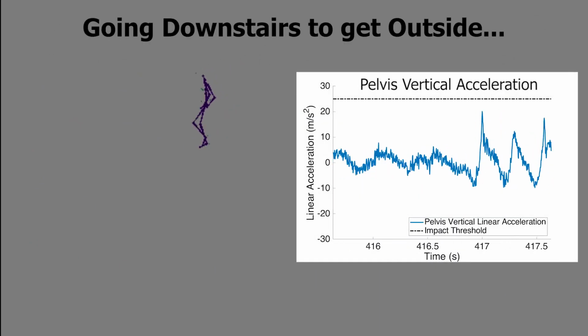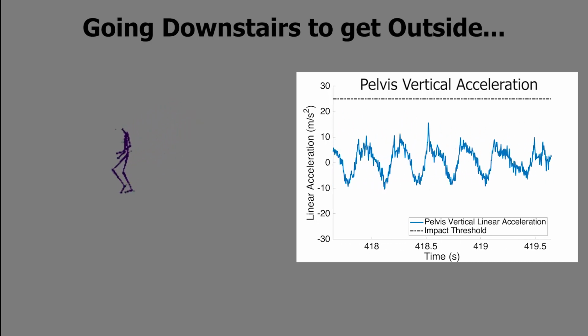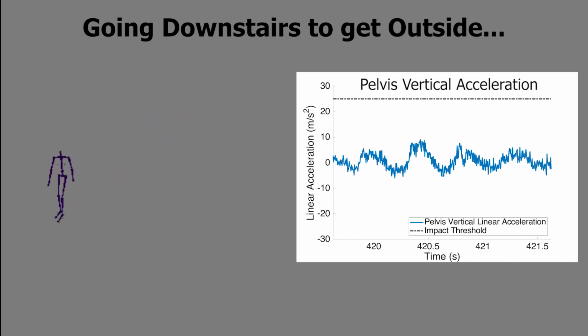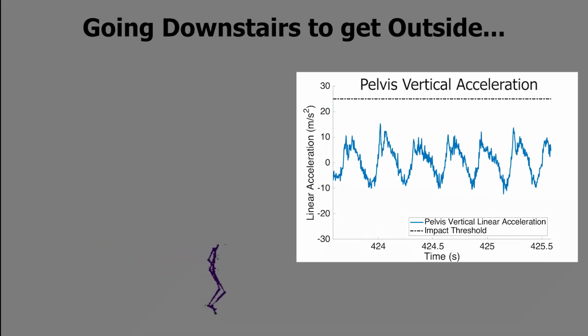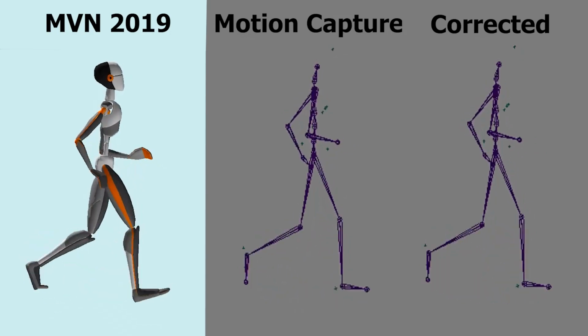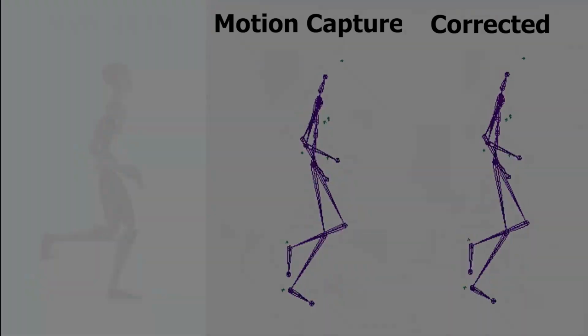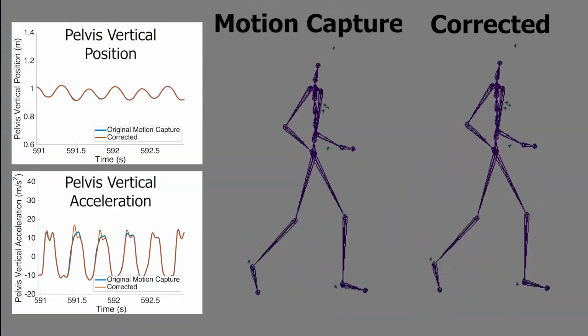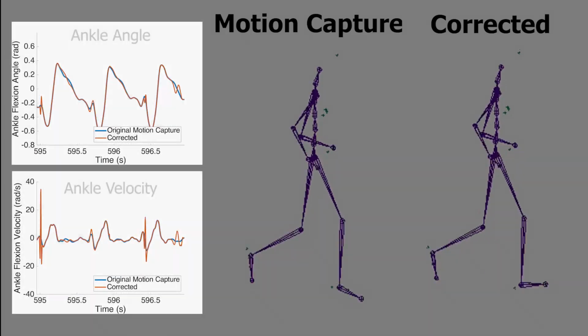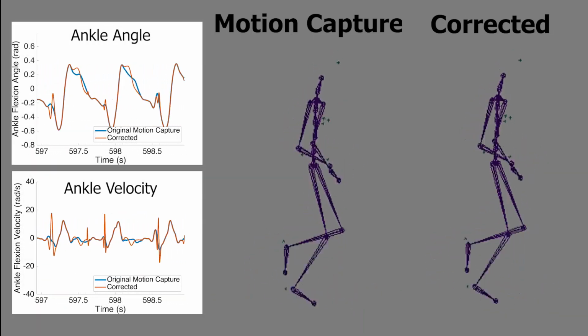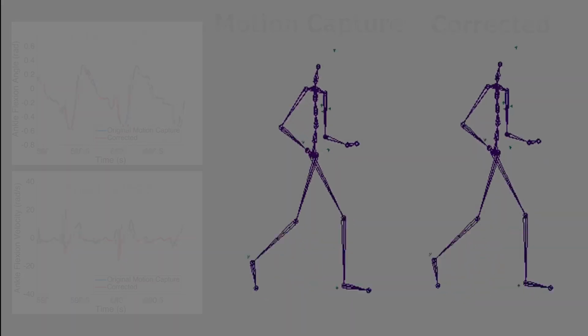Our second dynamic activity was a run outdoors. To get outdoors, we had subjects descend several flights of stairs. Interestingly, stair descent did not produce accelerations that exceeded our detection threshold. The running activity was processed in the same manner as the basketball jumping activity. We again observed small corrections to vertical positions and large increases in vertical acceleration, as well as small corrections to ankle angles and large increases in ankle plantar flexion velocity.